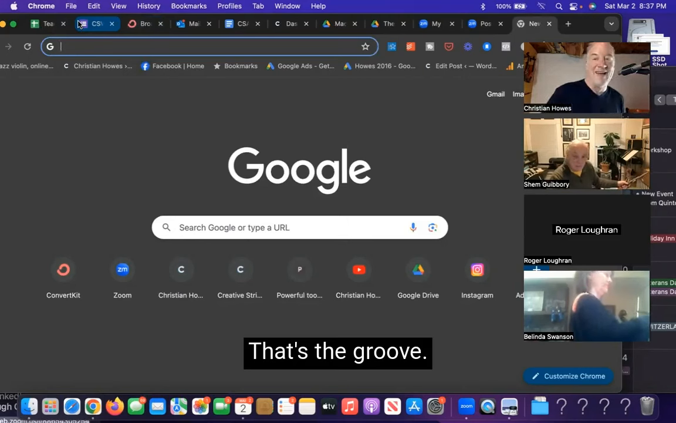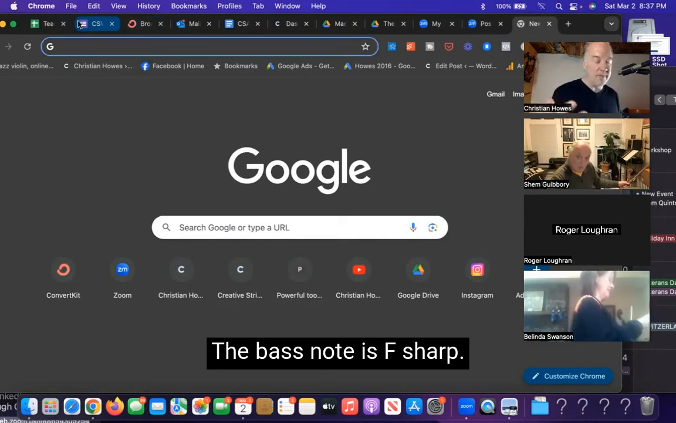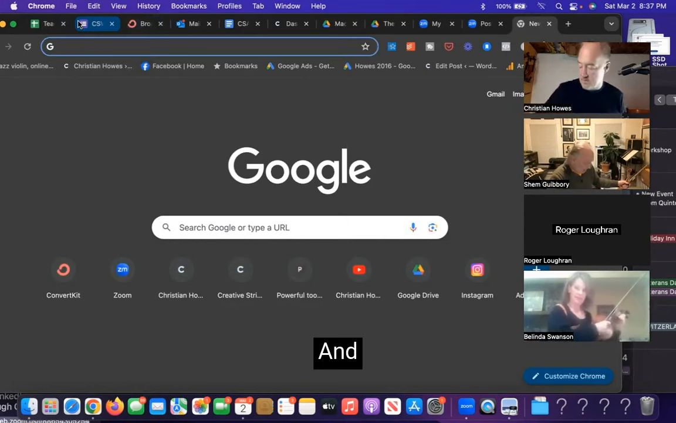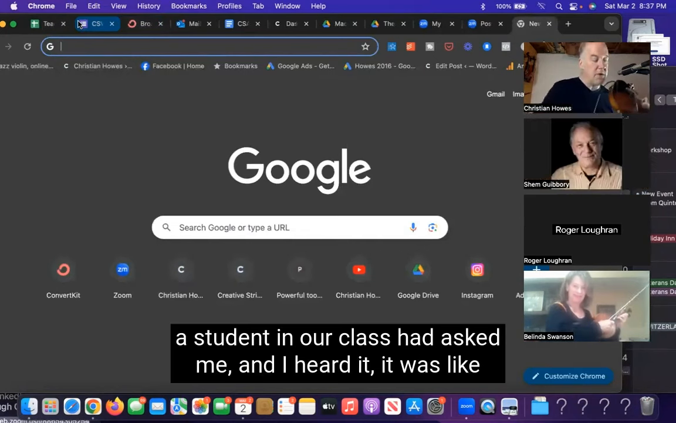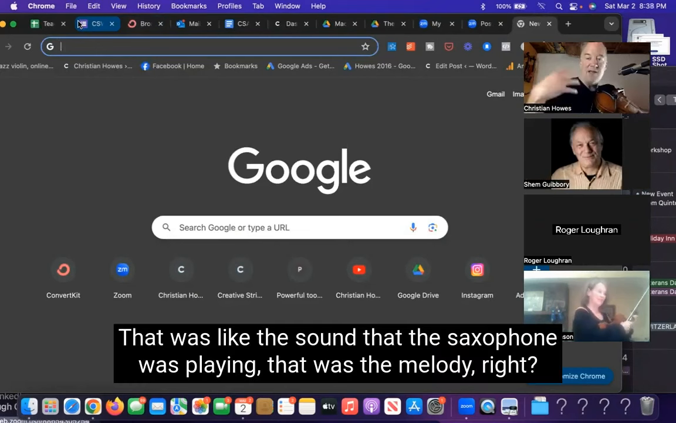That's the groove. It just has a bass and an EDM groove, right? The bass note is F sharp. And a student in our class had asked me, and I heard it, that was like the sound that the saxophone was playing. That was the melody, right?